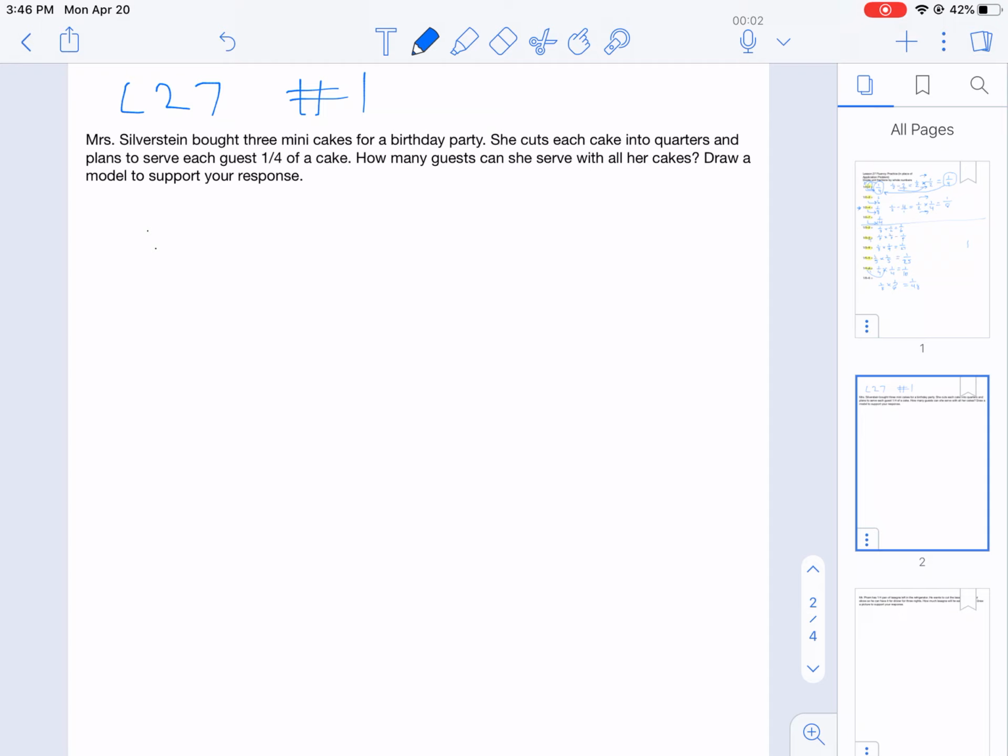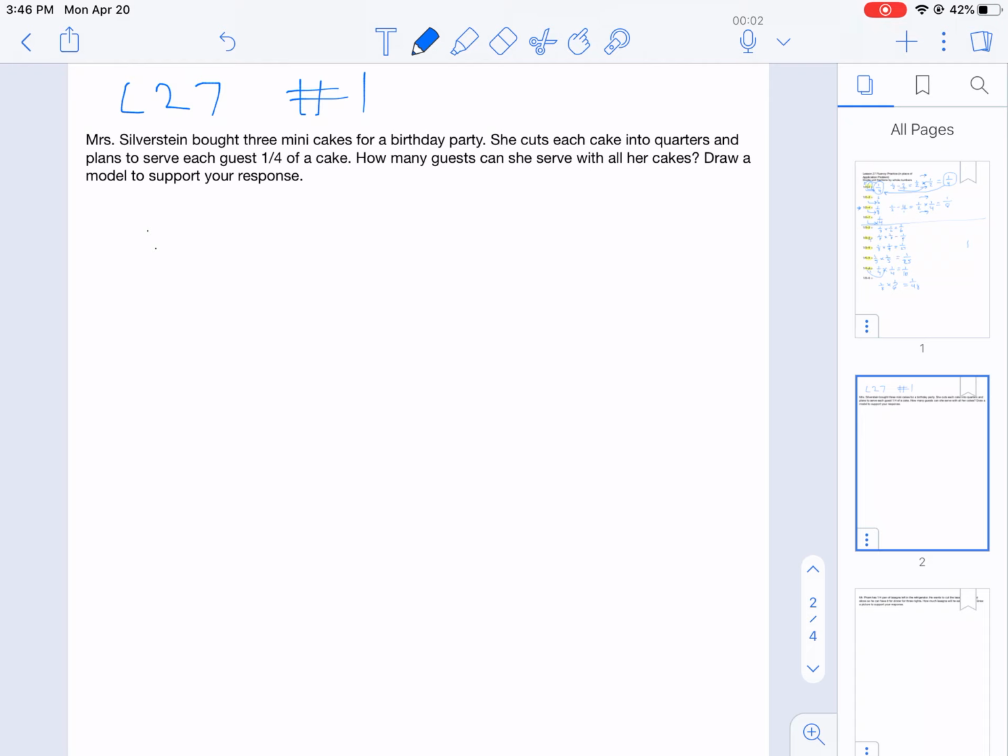So for problem 1, let's read it together. You can read it with me in your head or out loud. Mrs. Silverstein bought 3 mini cakes for a birthday party. She cuts each cake into quarters and plans to serve each guest 1/4 of a cake. How many guests can she serve with all her cakes? Draw a model to support your response. So we are going to chunk this, and we're using the cubes method, okay?